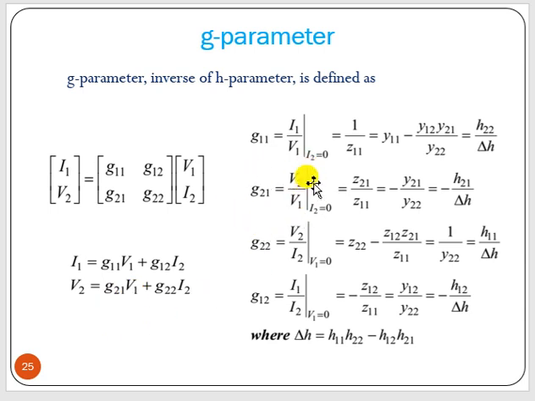So this is forward voltage gain. And G12 when we are making V1 0, so G12 is I1 by I2. That means this is reverse current gain. And G22 is V2 by I2, which is nothing but output impedance. So this is almost like H parameter, but we are getting inverse of that. Okay. And these are the conversions from this G parameter to Z, Y, and H parameter.